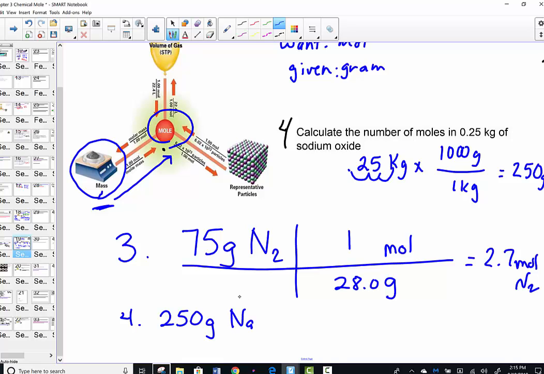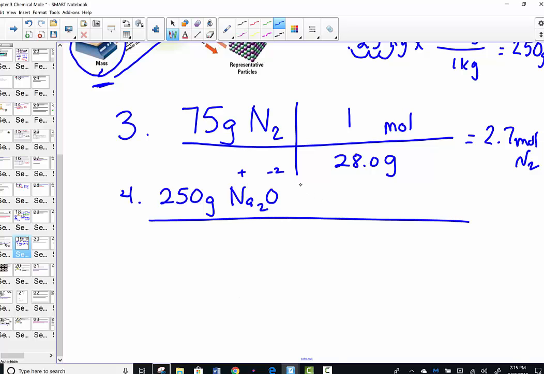Sodium is a +1, oxide is a -2, so my formula is Na2O, sodium oxide. I have to remember to check charges, crisscross, and write a correct formula for sodium oxide. My conversion factor will cancel the gram and bring me to the mole. I divide by molar mass at this point.